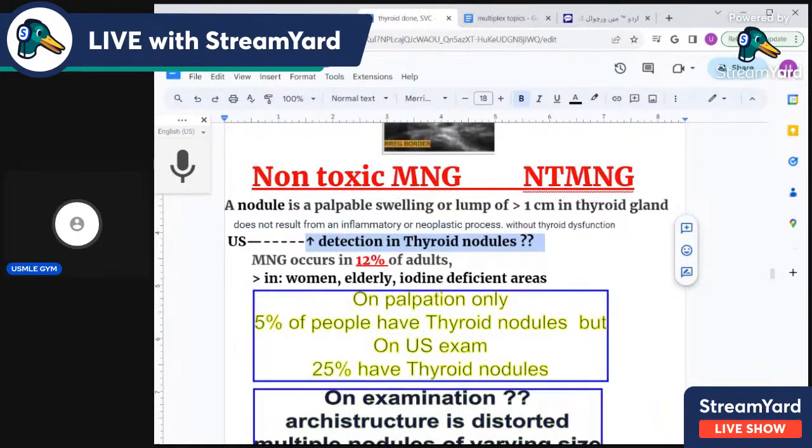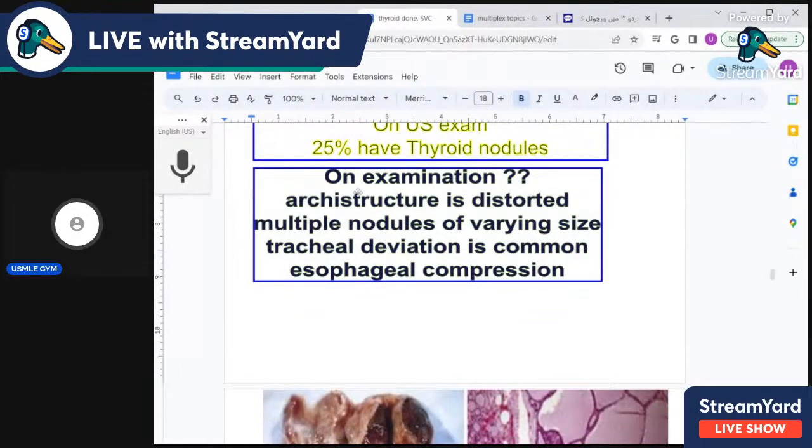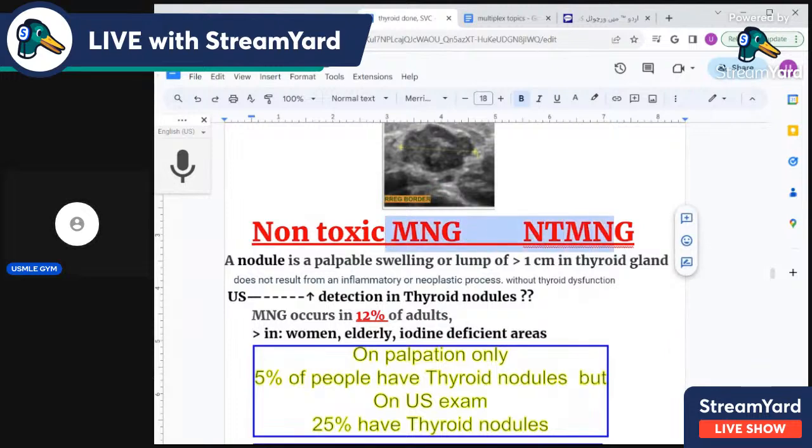Non-toxic multinodular goiters occur in 12% of the adults, more in women, more in elderly, and more in iodine deficient areas. Multinodular goiter, non-toxic. On examination, the architecture is distorted because they are multiple, and the growth increases in size, which causes distortion in architecture. Because of the multiple nodules of varying size, they cause tracheal deviation, which is common, and so they cause pressure symptoms. Multinodular goiter patients have pressure symptoms.